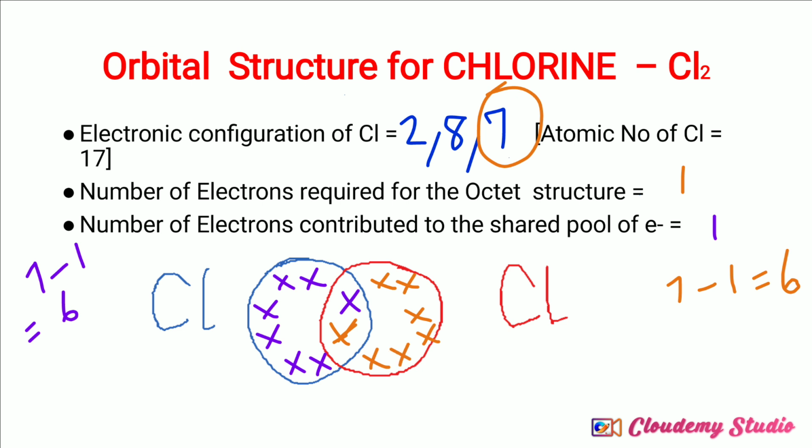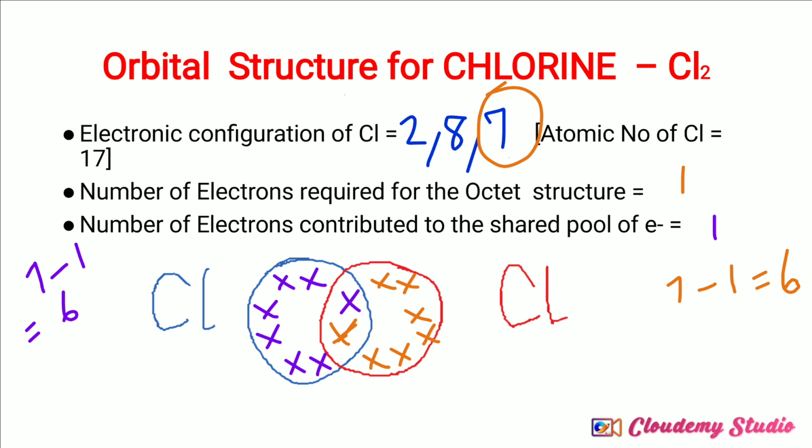Now when we check the right hand side chlorine atom, that circle also, if we consider the total number of crosses, there are 7 maroon color crosses and 1 blue color cross. That is, the total number of electrons at the right hand side chlorine atom is also 8. So this atom also has attained the octet structure. Therefore, the orbital structure for chlorine is correct.